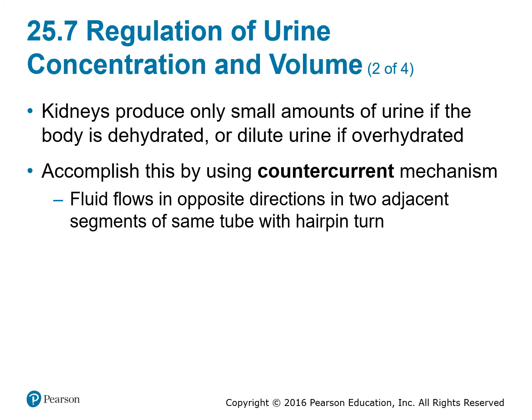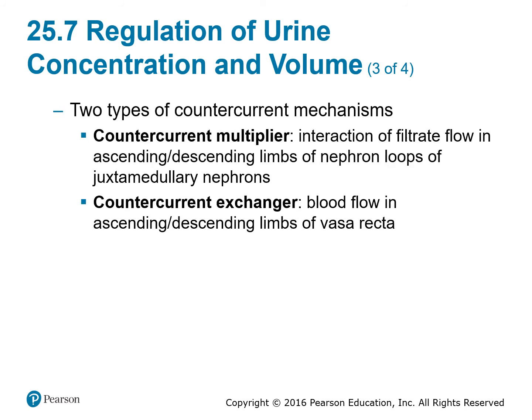Kidneys produce only small amounts of urine if the body is dehydrated, or dilute urine if overhydrated. They accomplish this by using countercurrent mechanisms, so fluid flows in opposite directions in 2 adjacent segments of the same tube with a hairpin turn. There are 2 types of countercurrent mechanisms: the countercurrent multiplier versus the countercurrent exchanger. The multiplier is the interaction of filtrate flow in the ascending and descending limbs of the nephron loops in the juxtamedullary nephrons. The countercurrent exchanger is blood flow in the ascending and descending limbs of the vasa recta.